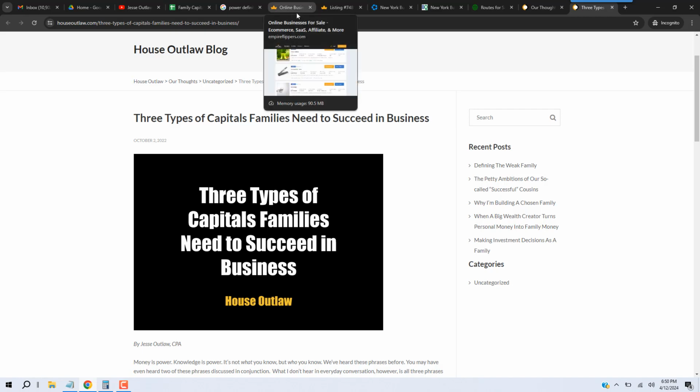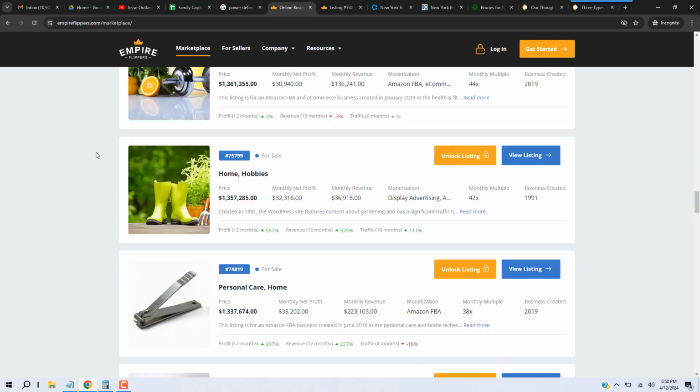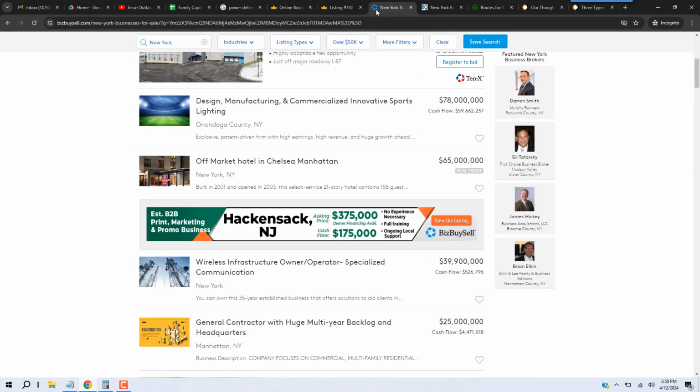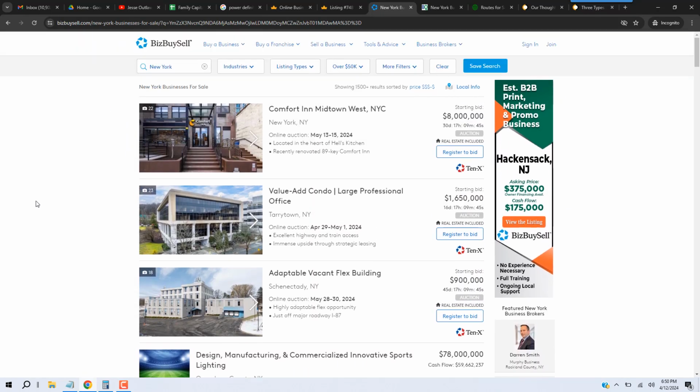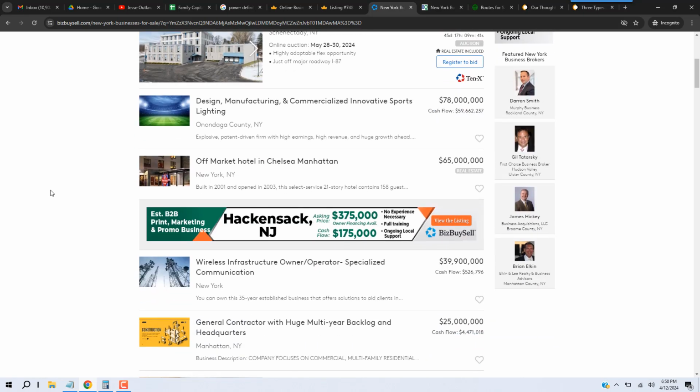When you go online and type in buy a business, you can see many different business brokers pop up. This particular site sells online businesses. There are other sites that sell other types of businesses. And as you can see, you can purchase businesses across all ranges. This business is on sale for $78 million, and they say it makes $59 million per year.